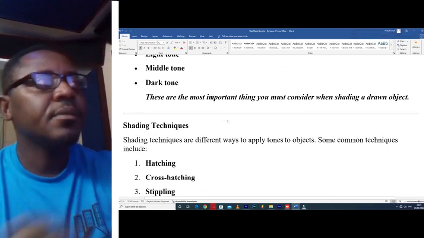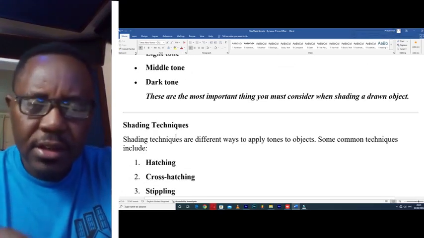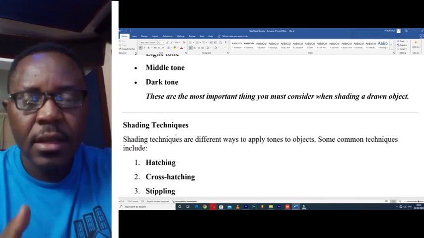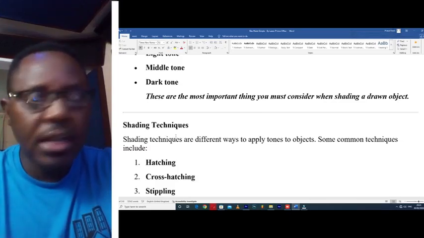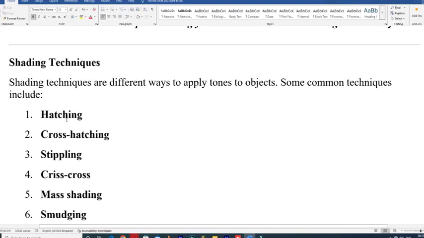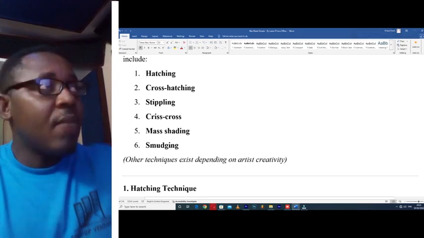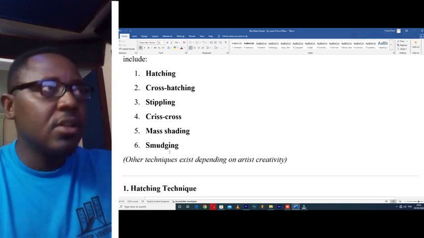Do you get it? Now, let's go to the shading techniques. In order to shade, we have different techniques that were developed by different artists. As you go on, as you grow, you also develop your own technique. The techniques we are considering right now are arching, cross arching, stippling, crisscross, matte shading, and smudging. There are some other types, but these are the main ones that we consider in our educational sector. Do you understand that?